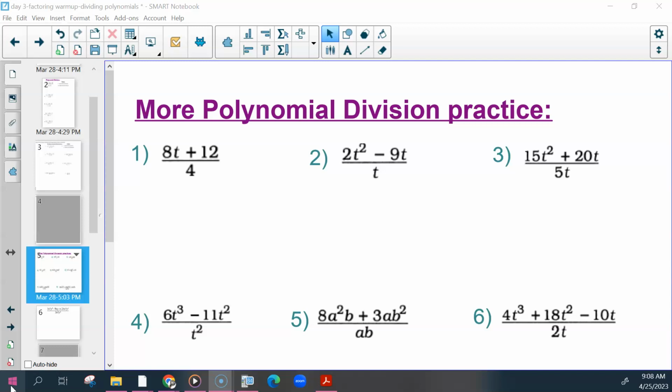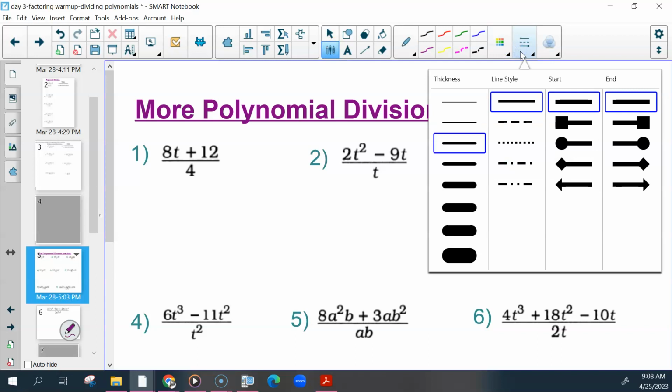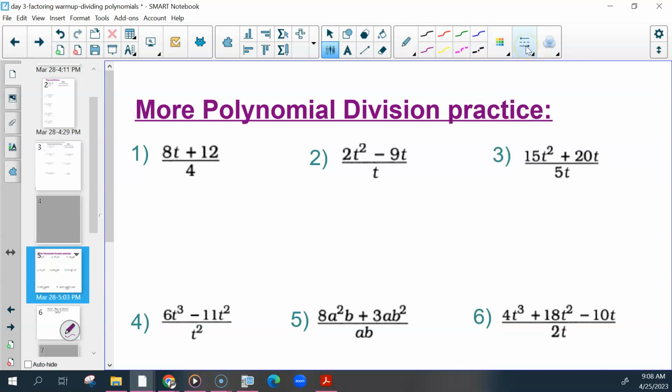Some of this will feel familiar to you because we kind of did dividing polynomials already, but we were doing dividing monomials by monomials, not polynomials by monomials. So we have to remember our exponent rules when we do this. So for number one, you can think about this like two separate pieces. If you want to separate it to make that more visible, you can do that. Where you're taking each term and dividing it by whatever the denominator is.